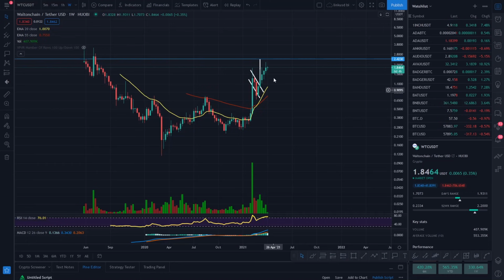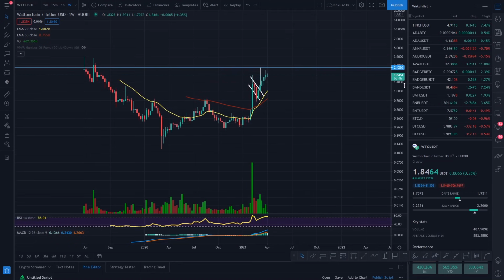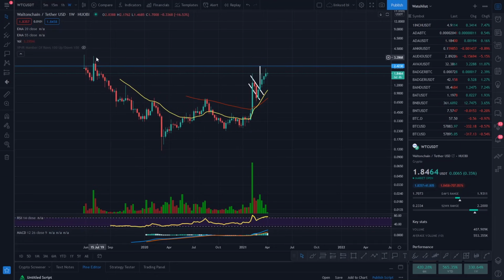So you are looking at a greater level of appreciation there, and to get to its previous all-time high on that current market, you are looking from here for a target of 94%. So that's not a bad little trade. Do keep an eye on that. That's WTC USDT. So that's that one done.